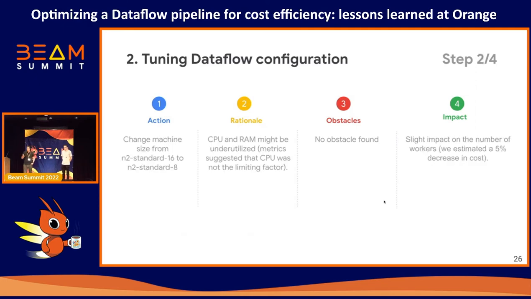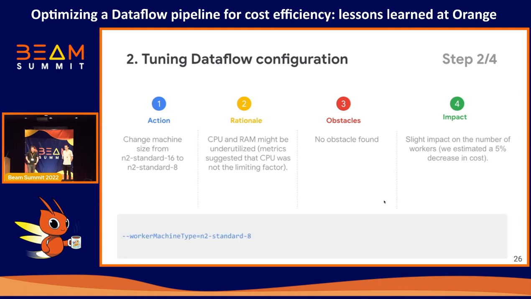The second parameter we tried was to change the worker size. We started with big workers with 16 vCPU, and then we tried smaller workers with 8 vCPU and even with 4 vCPU. When looking at the job metrics, we saw that CPU and memory might be a little bit underutilized. So it suggests that CPU was not the limiting factor, and that maybe with smaller workers, we could better use the CPU and reduce the total number of CPU required to process our data.